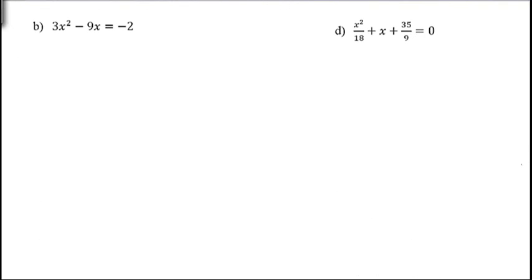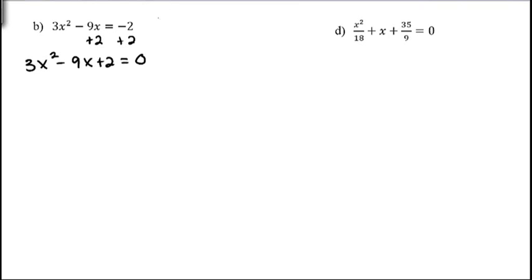In our next example, 3x squared minus 9x equals negative 2. Again, you have to make sure that you have 0 on the right-hand side before you begin this. So we want to add this 2 to both sides of our equation before we get started. That gives us 3x squared minus 9x plus 2 equals 0.